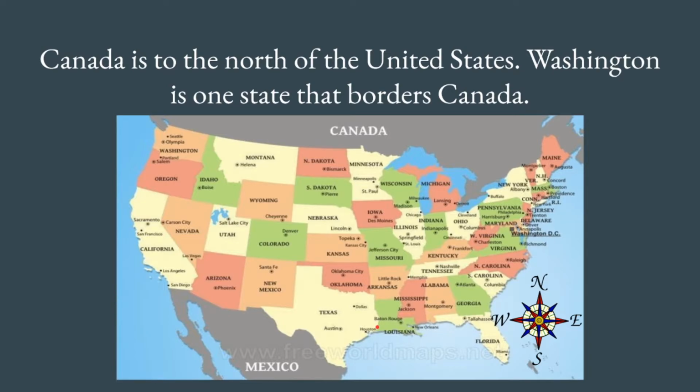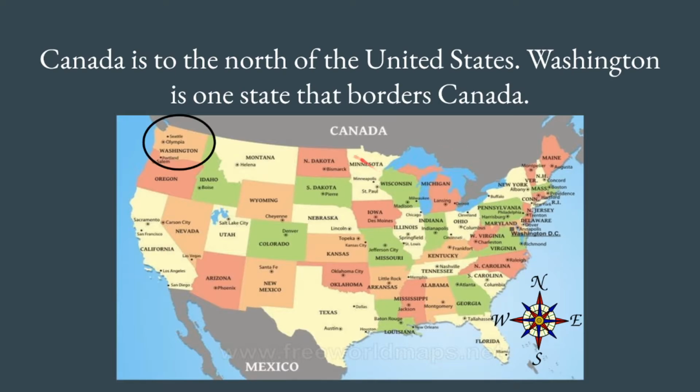The United States has a country to the north and to the south of it. We are bordered by countries on either side. Canada up here is to the north of the United States. So if you look at our handy dandy compass again, right over here, we see that north points to up. So if you look up above the United States, you find Canada.